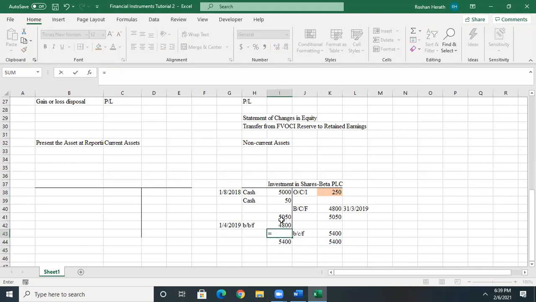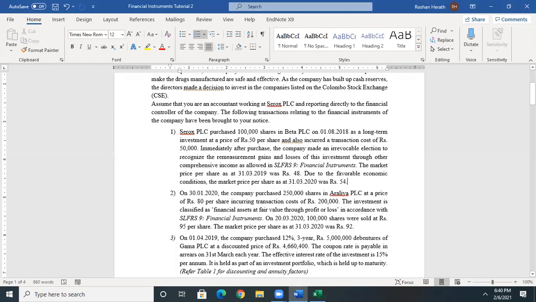So there it comes to a difference, and this time it turned out to be a gain, and that gain is going to be 600, and that goes to OCI. Then this would be the most important year, because you need to produce the extracts from financial statements. Hence, we can see that under OCI you need to show a gain of 600.